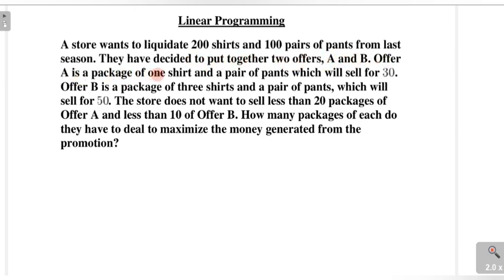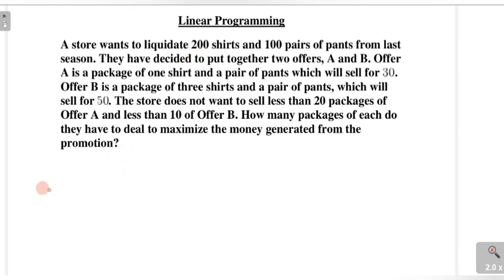Offer A is a package of one shirt and a pair of pants, which we sell for 30 naira, and offer B is a package of three shirts and a pair of pants, which we sell for 50 naira. The store does not want to sell less than 20 packages of offer A and less than 10 of offer B. How many packages of each do they have to deal to maximize the money generated from the promotion? So first of all, let's define some parameters.